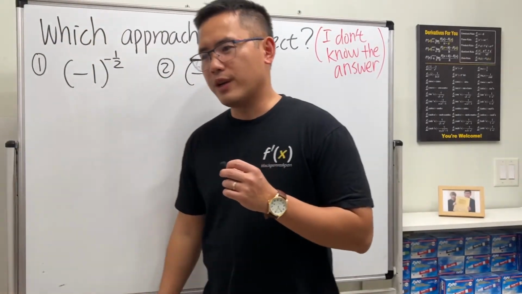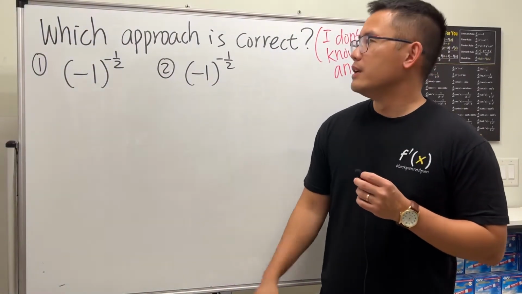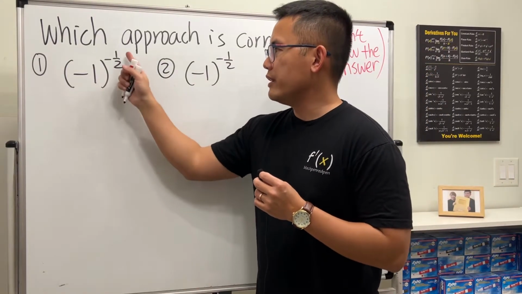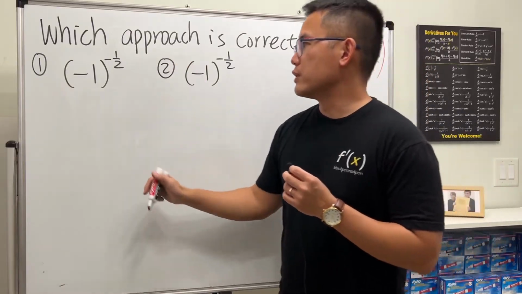Alright, I have a question for you guys, and I really don't know the answer for this one. I just want to know which approach is correct when we have -1 to the -1/2 power. So have a look at the first one.